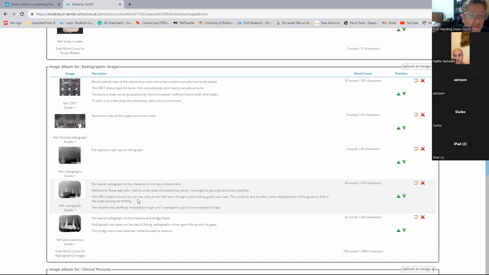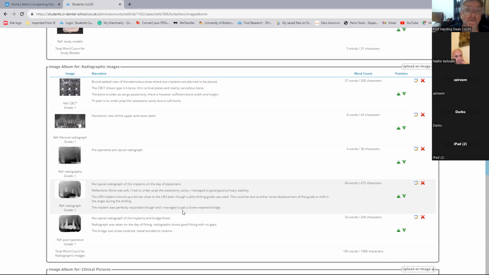Upper 5 wound up being a bit too close. Pilot guide was used. This could be due to either some displacement. I don't think you had any of that. I think you're all okay. You can delete that. Right. The implants were in good place, parallel.